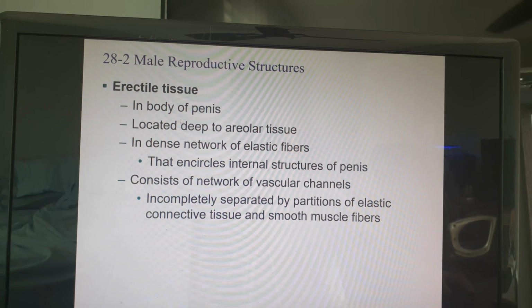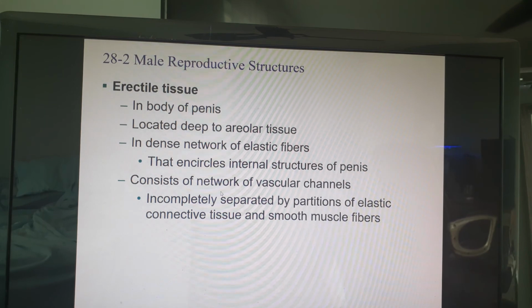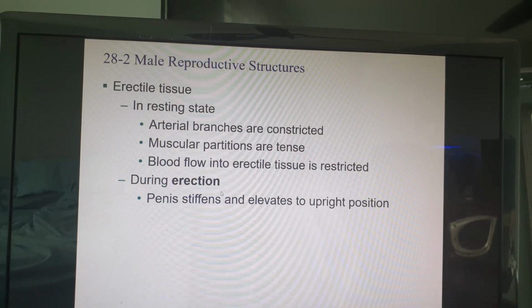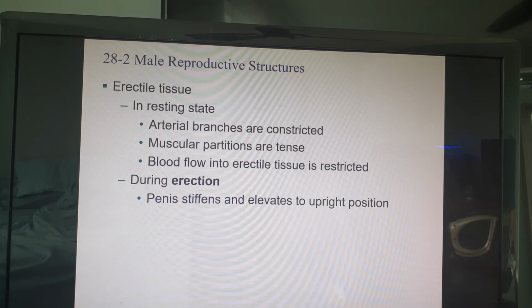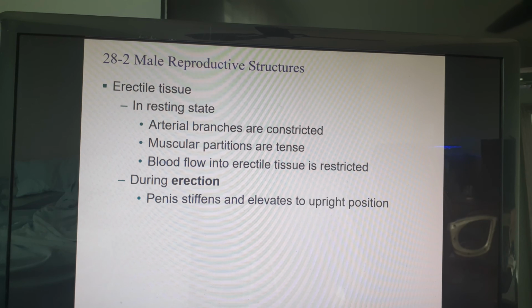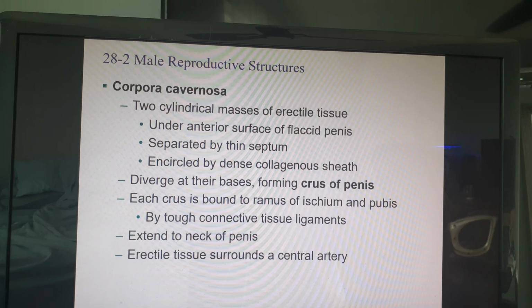So there are going to be 3 different tubes of erectile tissue within the penis. There are 2 at the top and 1 at the bottom. In the resting state, we constrict the arterial branches that would send blood flow into these tissues, and the muscular partitions are tense, so we restrict having any blood. During erection, we allow the arterial branches to be opened up, and we fill that part of the spongy tissue with blood, and it makes the penis stiffen and elevate.